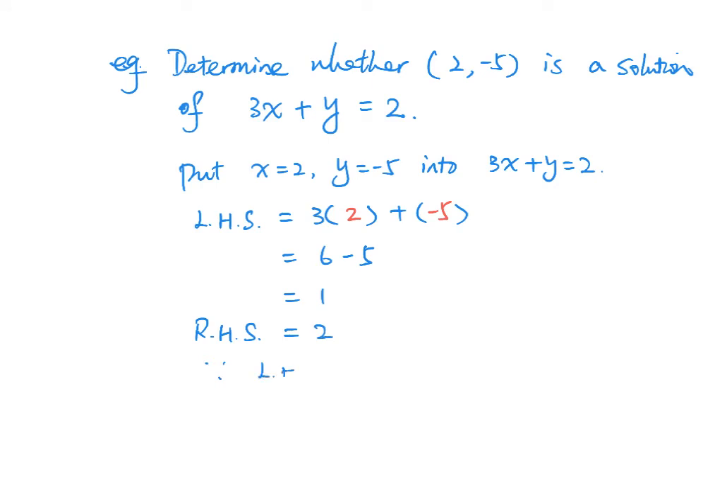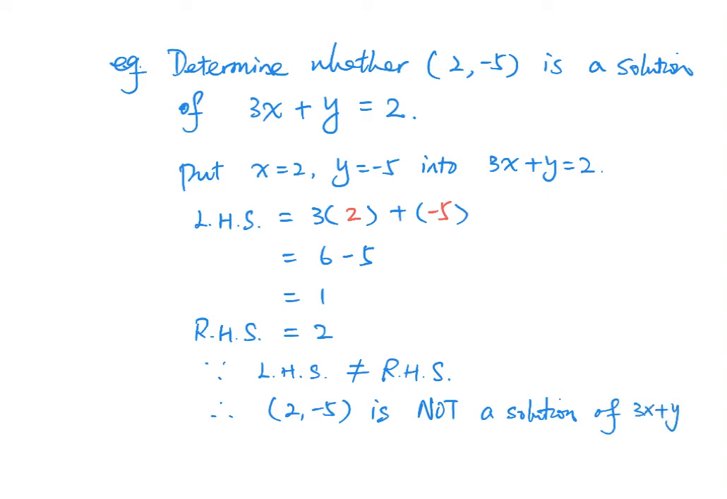Since left hand side not equal to the right hand side, therefore (2, negative 5) is not a solution of 3x plus y equal to 2.